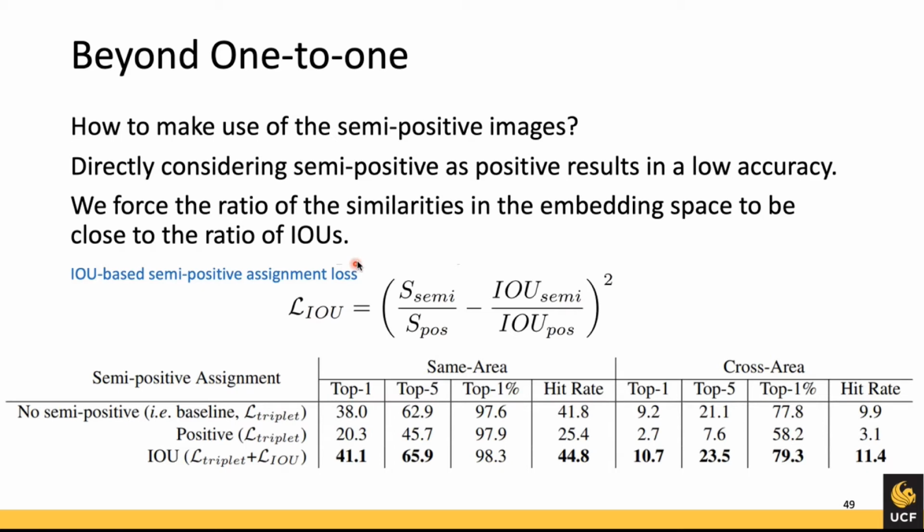So we propose a method to take care of this problem. We force the ratio of the similarity in the embedding space to be close to the ratio of the intersection over union. Basically, we use the intersection over union to weight the similarity accordingly, not just blindly treating them as positive, but weighting them based on the IOU ratio. As you can see there, the performance improves compared to not using these semi-positive references.